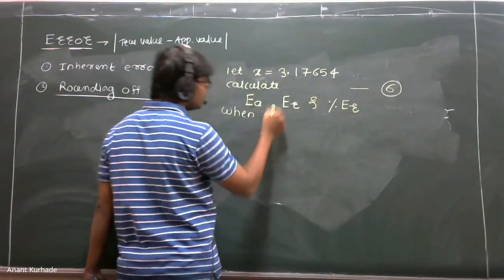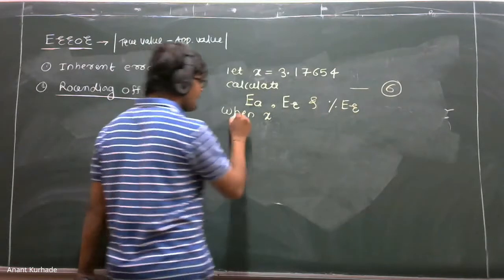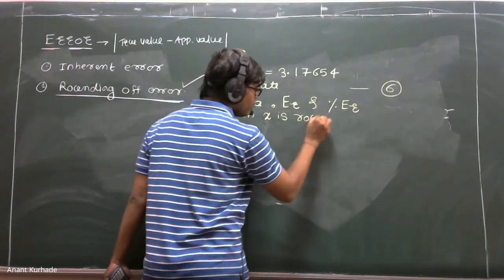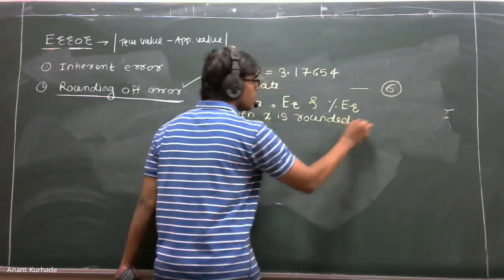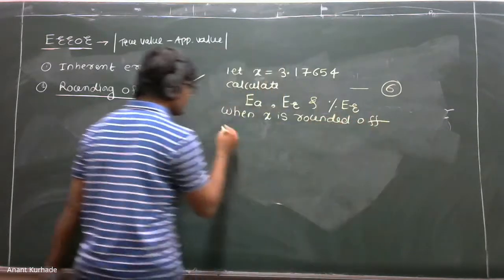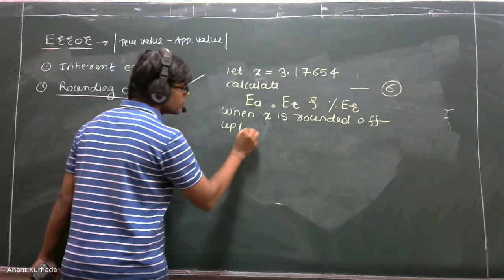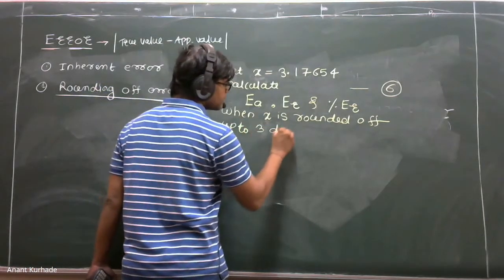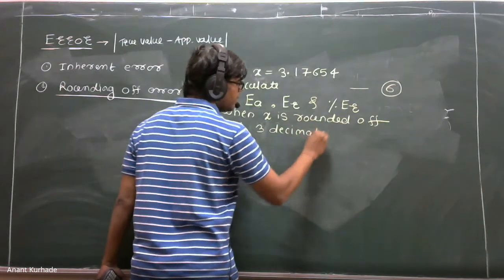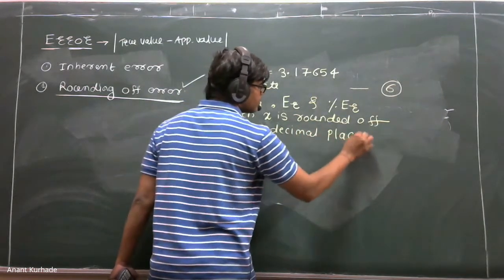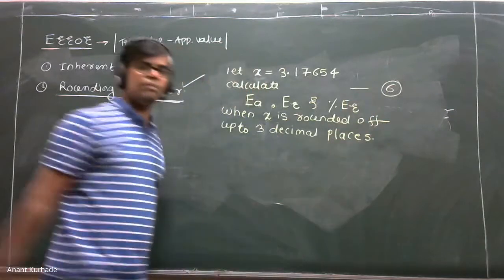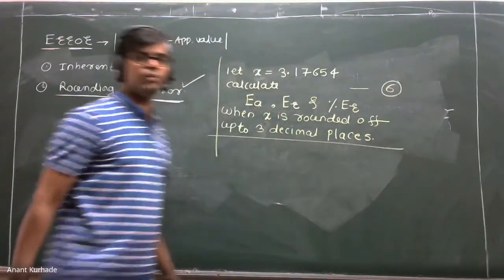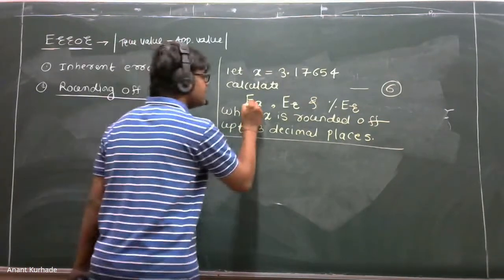Again, when x is rounded off up to 3 decimal places. See, we have this question. Before this, we will check what EA is.